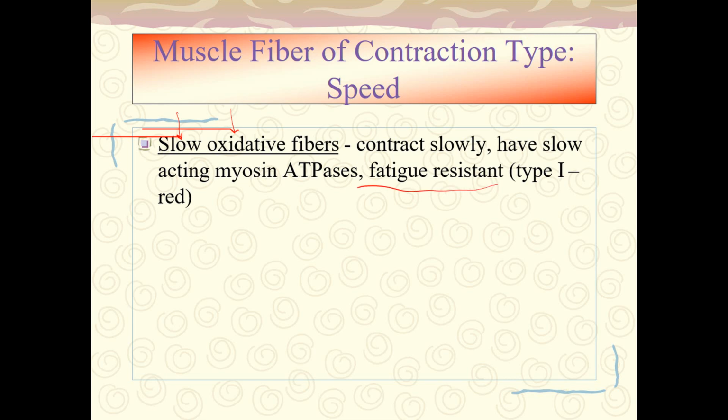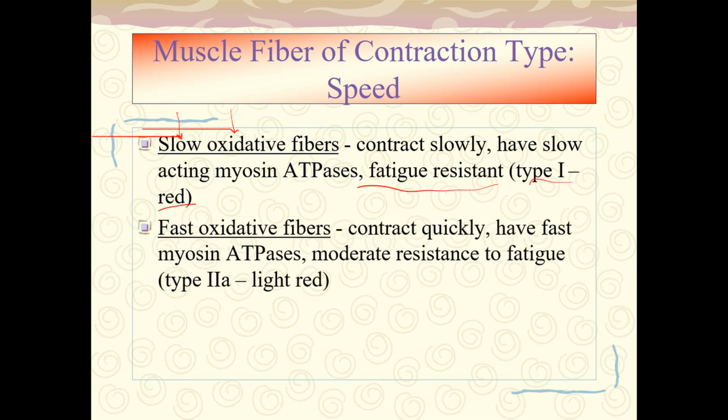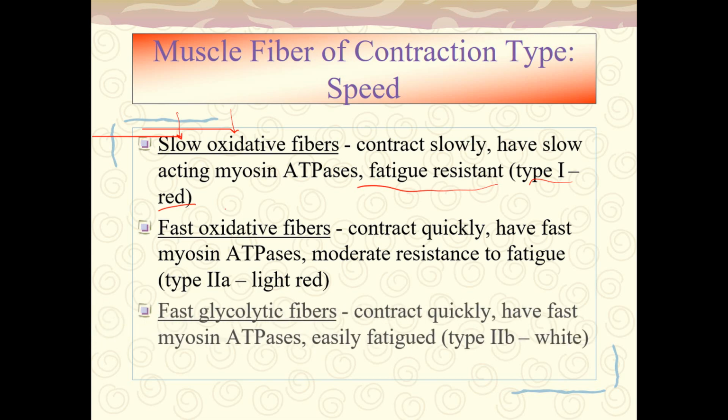And I'm not going to test you on this, but these are referred to as the type 1 or the red. Fast oxidative, these guys are going to have a moderate resistance because they go through ATP quickly, but they're oxidative, so they produce a lot. And then your fast glycolytic, they produce few ATP. That's the glycolytic. They produce few ATP, and they burn through it quickly. So these muscles are easily fatigued.